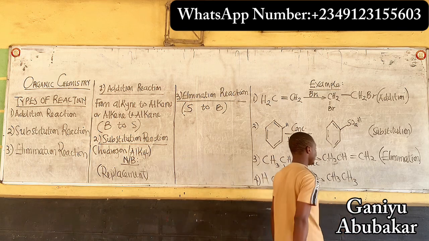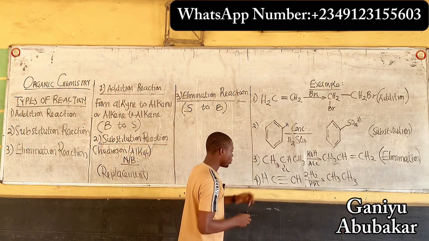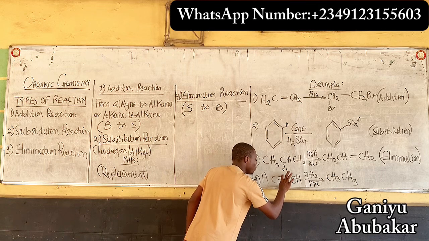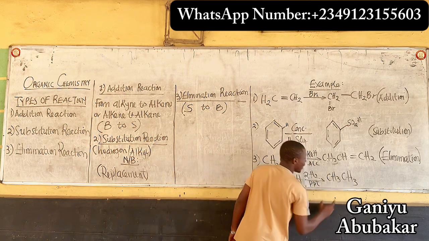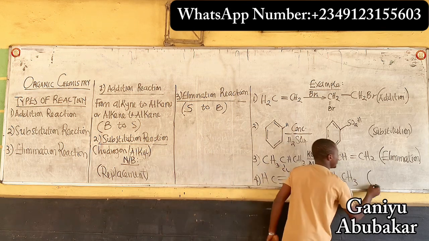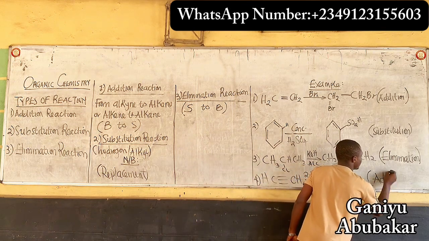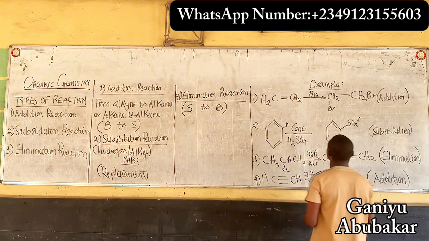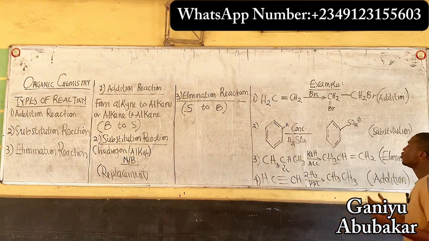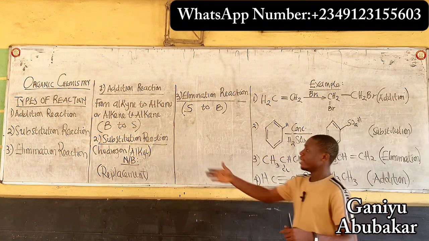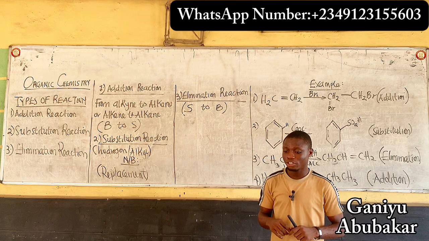Elimination. Let's determine the last one here. This one is moving from a higher form, a triple bond, to what? A smaller, a single bond. So this one is called what? An addition reaction. This is how to identify an addition reaction, substitution reaction, or elimination reaction.